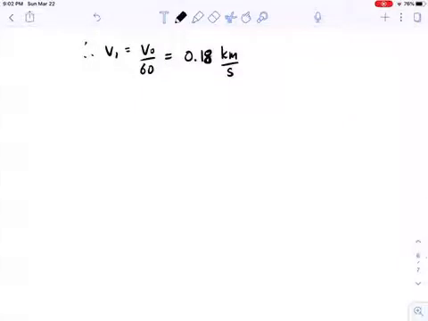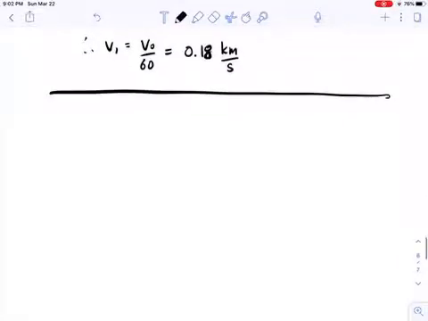Okay, good. So that's the example. So now let's start the last topic of 216. And it's going to be systems of particles.